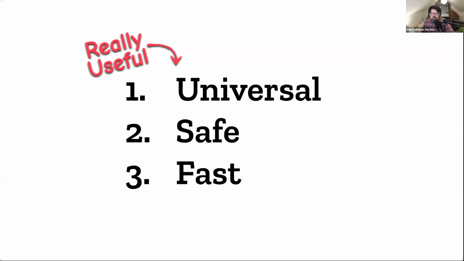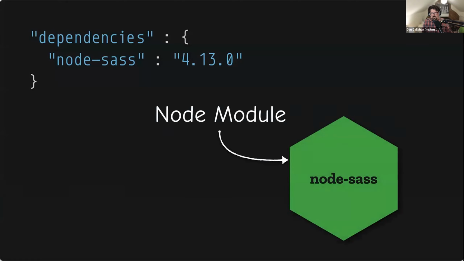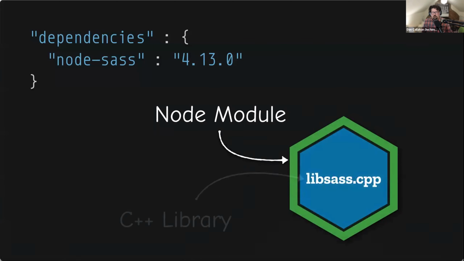When I talk about universal, what I mean is if you look at something like Node Sass, which used to be the standard way to interact with the Sass CSS library, that was a Node module that was a really thin wrapper around a C++ library. And it was written in C++ libsass because that's a portable language. As long as you know what you're targeting, you can compile that however you need it.